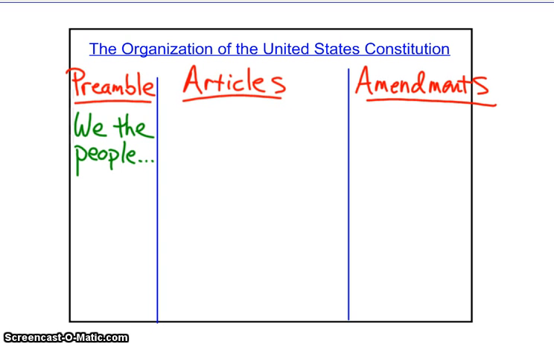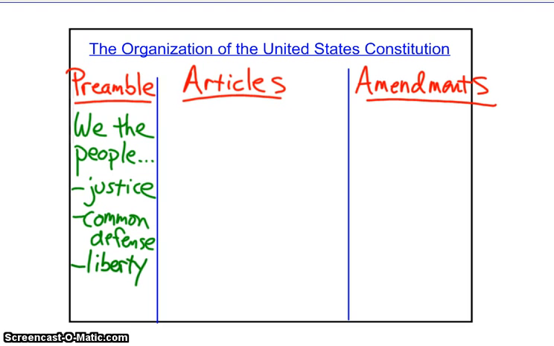Basically what the preamble does is set out the goals, why we have our Constitution, why we have our government. Things that are mentioned are justice, common defense, basically take care of each other, liberty, and welfare. We want to make sure that our people are well and that they are protected, they're free, and we have a country based with justice. So the preamble is the introduction, we the people, and here is what we stand for.